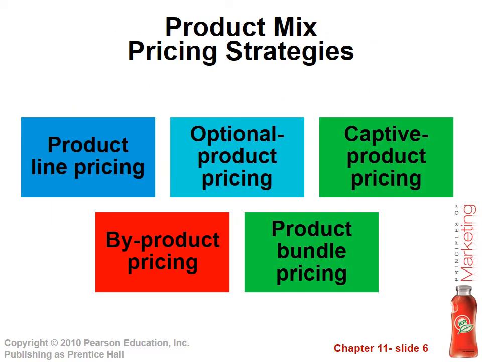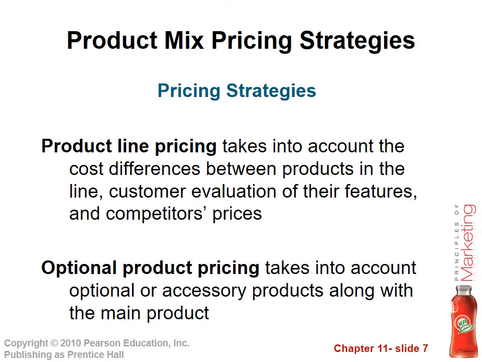The next one is product mix pricing strategy, which is divided into five strategies. The first one is product line pricing, then optional product pricing, captive product pricing, by-product pricing, and product bundling pricing. The next slides will give more explanation about each pricing strategy. Product line pricing here takes into account the cost differences between products in the line, customer evaluation of the features, and competitors' prices.